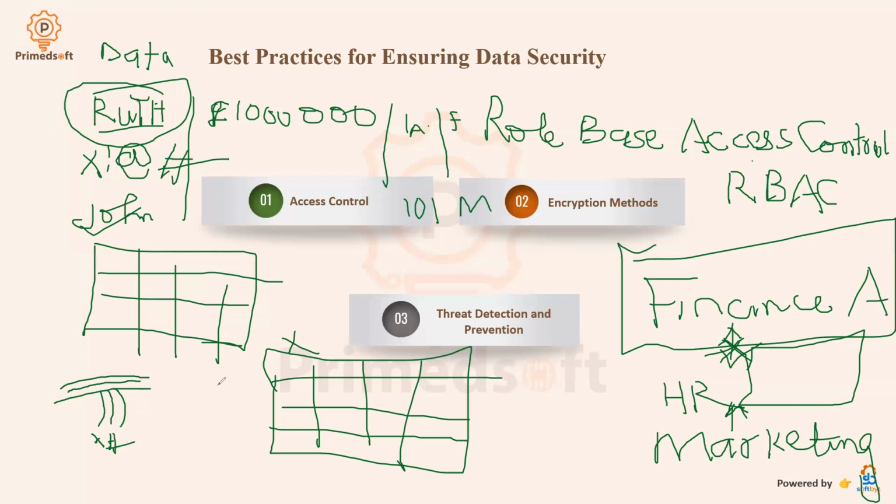So you can also use secure protocols like HTTPS, like you can see on our Prime Software website. We use HTTPS because we use SSL security to safeguard data during transmission over a network. We also implement end-to-end encryption, like I have also explained, for sensitive communication and data storage.